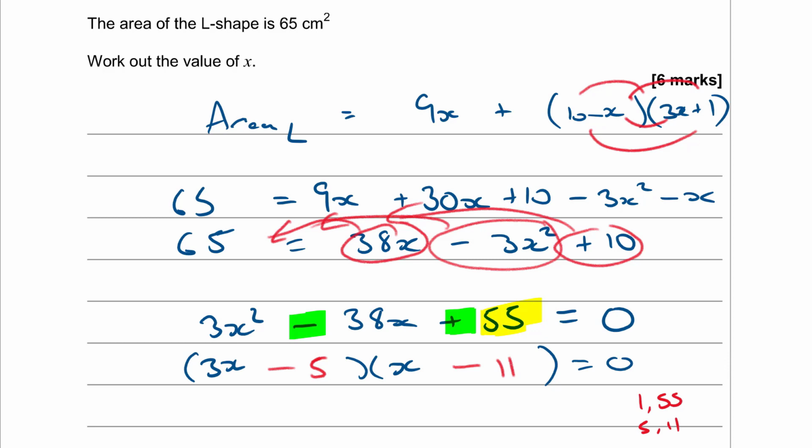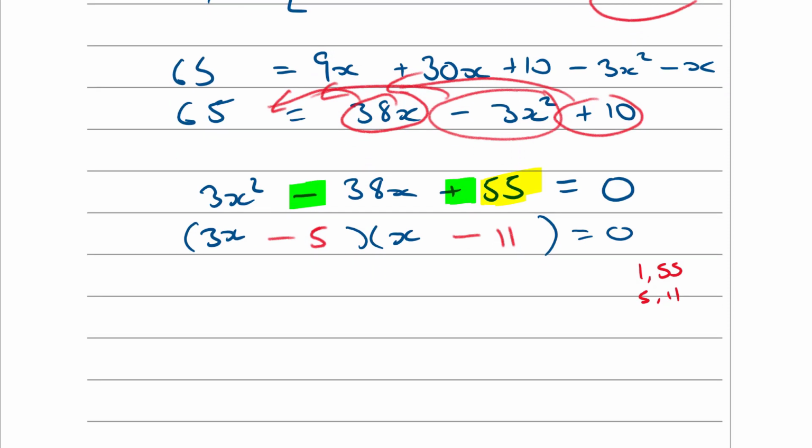So if 3x minus 5 times x minus 11 is equal to 0, if two things multiplied together give you 0, it means that one or the other of the things must have been 0 to start with. So 3x minus 5 equals 0. That means 3x is equal to 5, so x equals 5/3, or x equals 11. That one's easy.